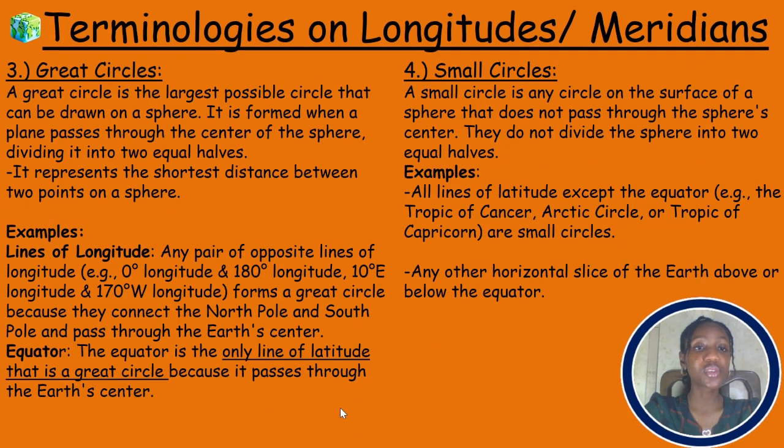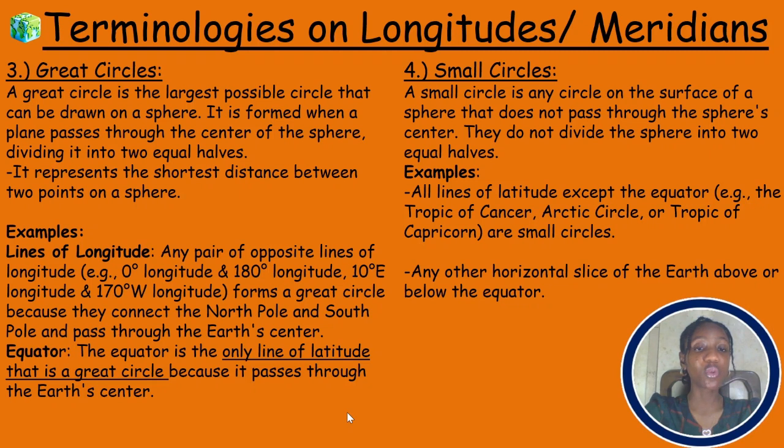Now let's talk about great circles. A great circle is the largest possible circle that can be drawn on a sphere. And great circles also represent the shortest distance between 2 points on a sphere. That is why most airplanes and ships follow great circle routes for efficiency. Now let's look at examples of great circles.